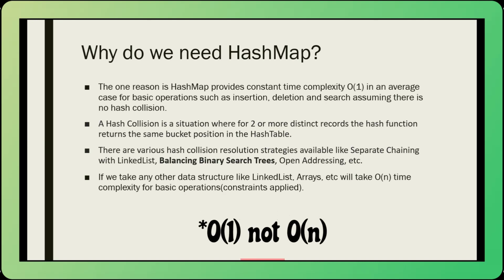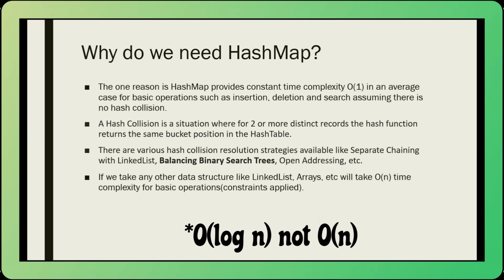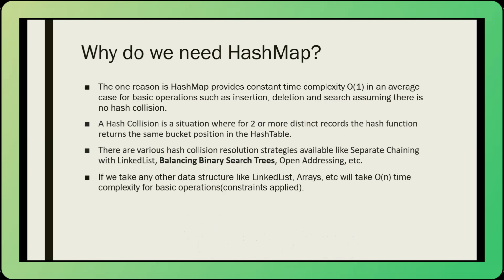But what if there are 100 nodes in one bucket? From Java 1.8, once the nodes in a bucket cross a certain threshold, they will be converted to a balanced binary search tree. That means it is going to take O(log n) time complexity. But if there is no hash collision, that means every bucket holds only one node, in that case your time complexity is going to be O(1). So for put also, it is going to take O(1) time complexity on average.